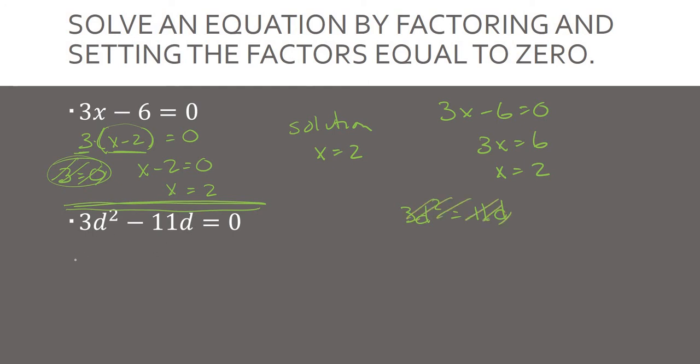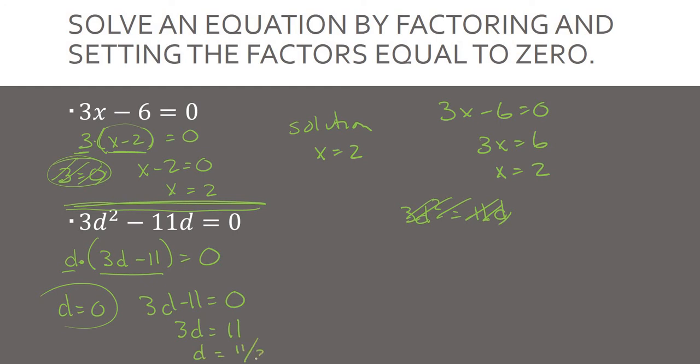So we're going to do our factoring. The only factor is d. 3d minus 11 is my binomial factor. So in order for these two pieces to multiply together to 0, I'm going to get d equals 0 or 3d minus 11 equals 0. D equals 0 is a very good possible answer. This one I'm going to move the 11 to the other side, and d equals 11/3 is my second solution.